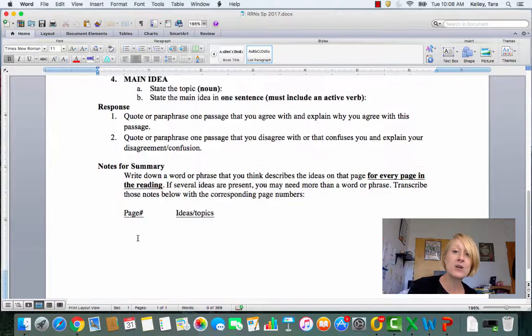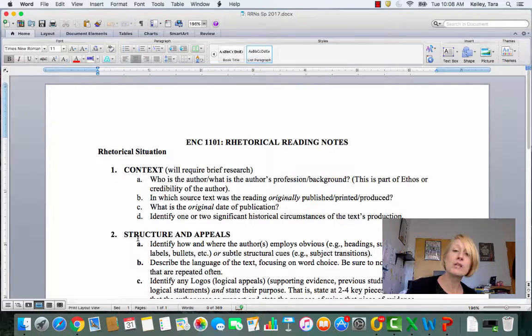These rhetorical reading notes take time. You have to read the text more than one time and complete the rhetorical reading notes. This cannot be done hastily. You will need to set aside a couple of hours in order to complete this. So make sure that you do set that aside and that you don't try to do it 5 minutes before it is due.